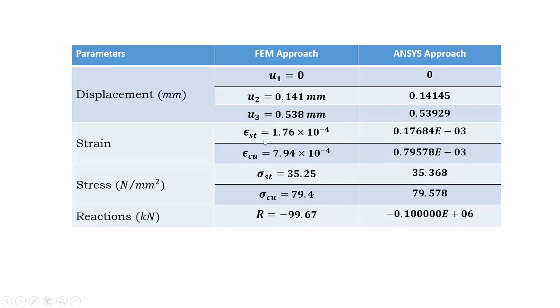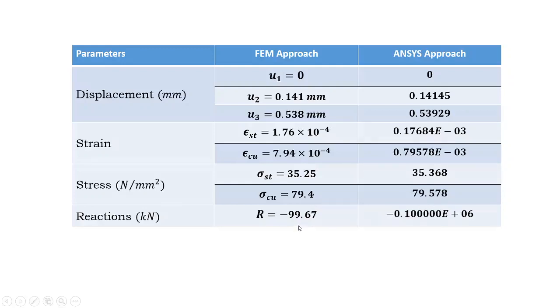And the strain in the steel portion is 1.76 into 10 to the power of minus 4. Here it is 0.176 into 10 to the power of minus 3, nothing but after shifting this digit one point forward, it is 1.76 into 10 to the power of minus 4 itself. Then it is 7.94 into 10 to the power of minus 4 for copper. Here also it is 7.95 into 10 to the power of minus 4. Then the stress in the steel is 35.25 Newton per mm square and here it is 35.36. Then the stress in the copper is 79.4, here it is 79.57.